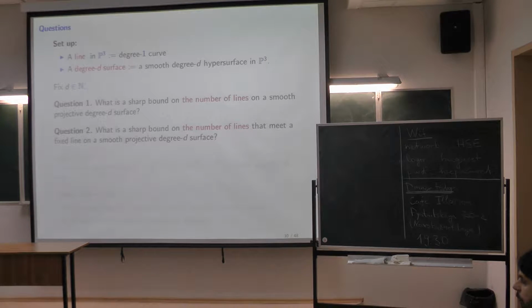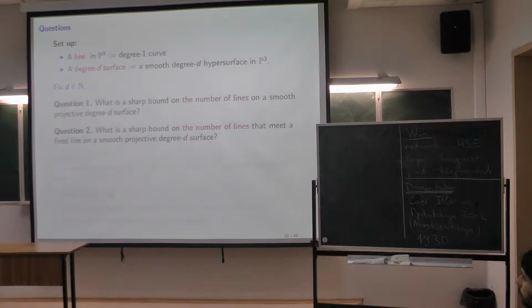So the answer for the first question is the number of lines contained in the surface, and the second is the number of lines that intersect a line contained in the surface. Exactly. I'm sorry, when I write slides I try to avoid many symbols. Now for degree 3 everybody knows the answer. The first one is 27, the second one is 10.